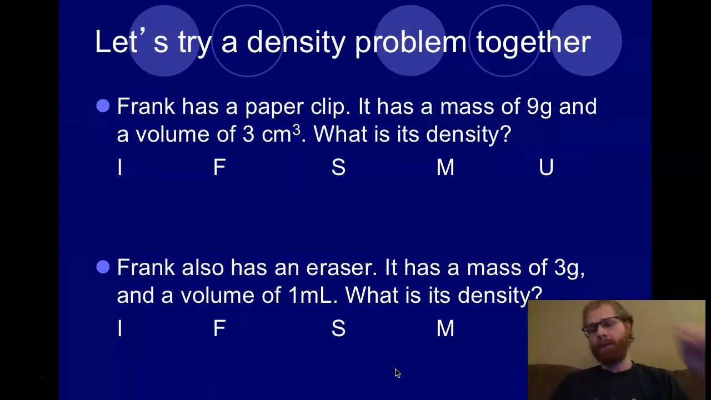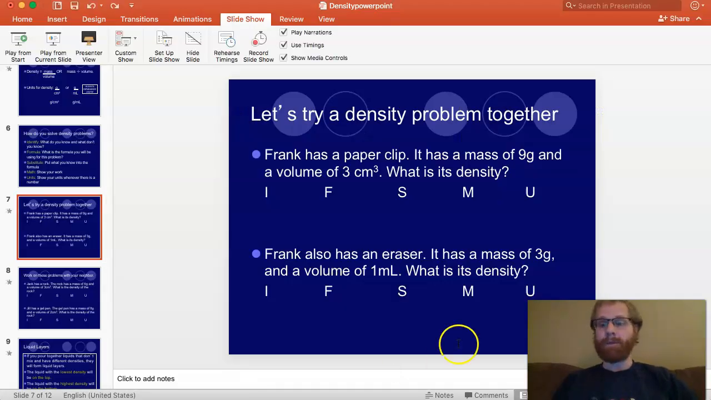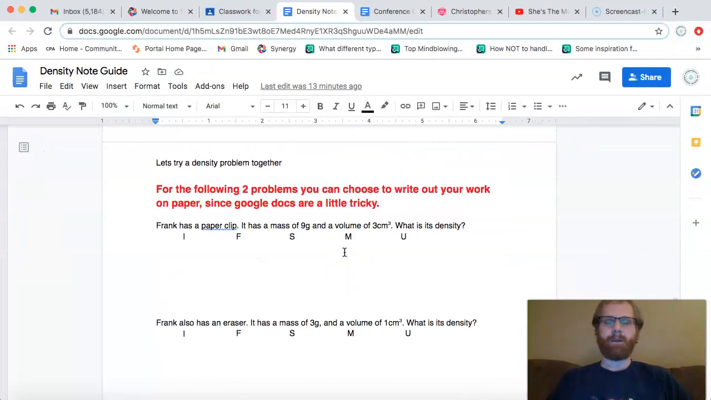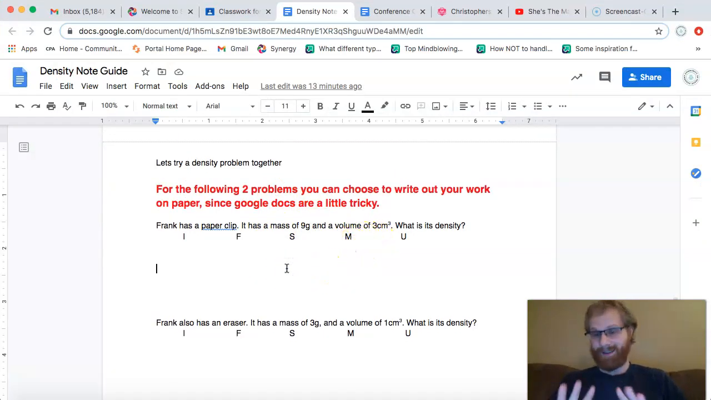We're going to go over two density problems together. For these problems, if you would prefer to do them on paper, that's just fine. I recognize that the Google Classroom, the Google Doc formatting can be a little weird. So if you would prefer to write what I am writing on paper and then just simply describe for me what you're writing in here, I'm fine with that. My plan is to use Desmos in the future. I just didn't really have that set up when I created all of this stuff, but we'll get to that eventually.